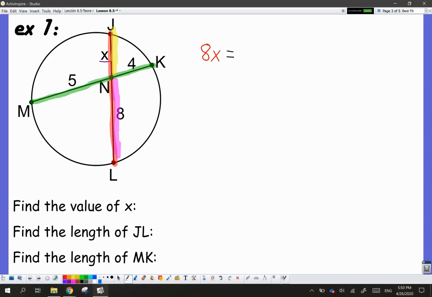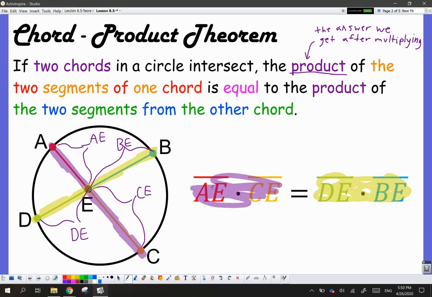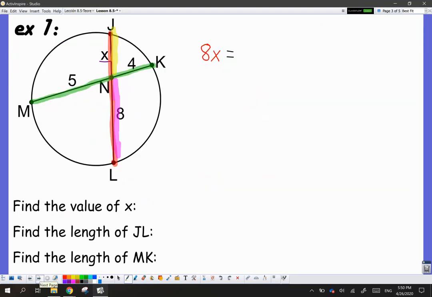Now remember, our theorem tells us that the two parts of one chord multiplied together is equal to the two parts of the other chord multiplied together. So now I'm going to look at the other chord, MK, and let's outline the two pieces of MK. So I have MN, and I want to do that in blue just to make it different. So I have MN here, and I know that's 5. And the other part of this chord, now outline it in brown, is NK or KN, and that is 4.